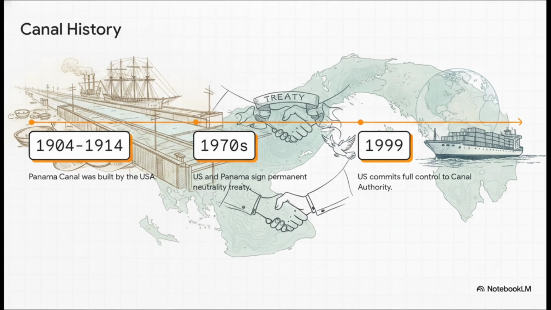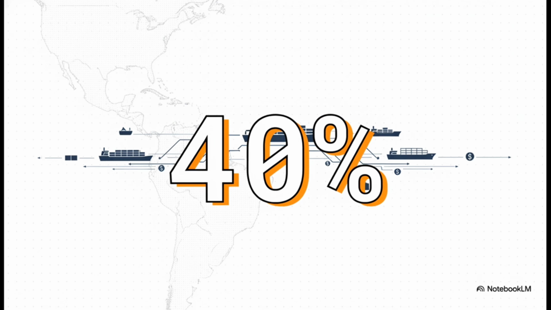in 1999. But here's the thing, even though the US doesn't formally own it anymore, a staggering 40% of total US container shipping currently travels through the Panama Canal today. It handles 4% of the entire world's maritime trade, and it generated nearly $5 billion in profit in 2024 alone. I mean, the canal is an absolute lifeline for the American economy.